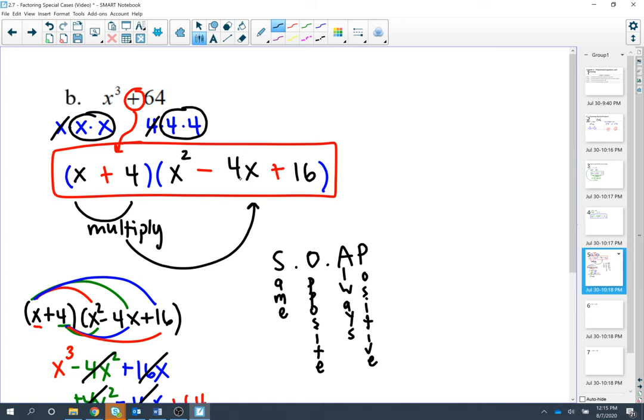And again, x cubed plus 64 is our standard form, and then x plus 4 times x squared minus 4x plus 16 is our factored form.